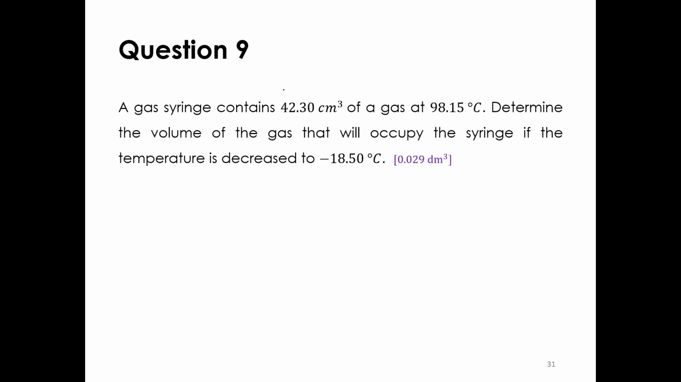A gas syringe contains a volume of 42.3 centimeter cube at this temperature. Determine what volume it will occupy if the temperature is decreased to this. So temperature is decreased, which shows that I am going to change the temperature. When I change the temperature, I use an equation where before equals after. Next I look at the parameters involved. I have V and T, so I know it will be V1 over T1 equals V2 over T2.